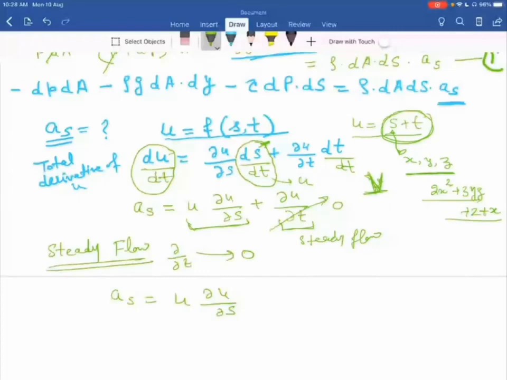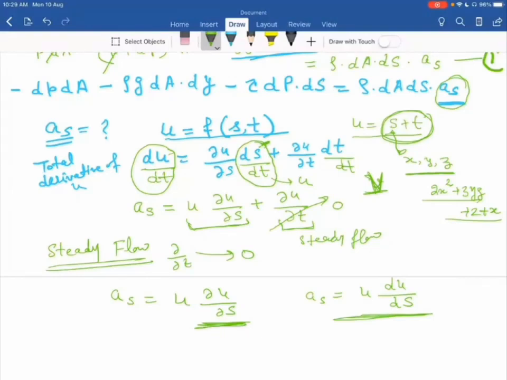Okay, so when this part is a function of position only, you can also write this in the form of exact derivatives as du by ds. So I replace this now by u du by ds. That is our acceleration, with the assumption that the flow is steady flow.